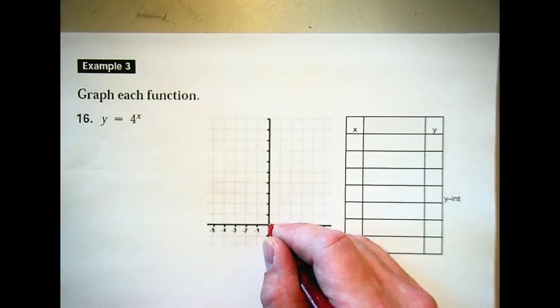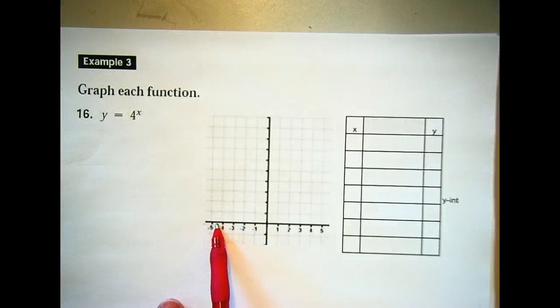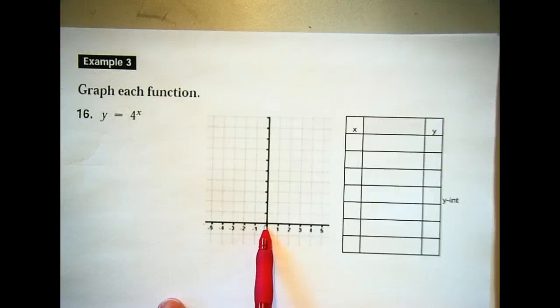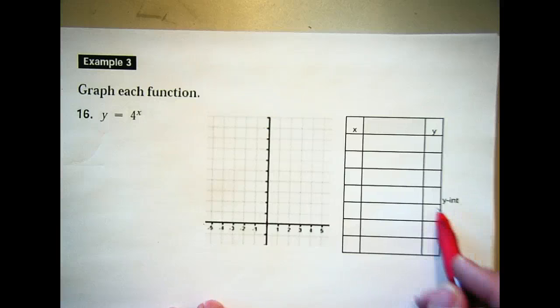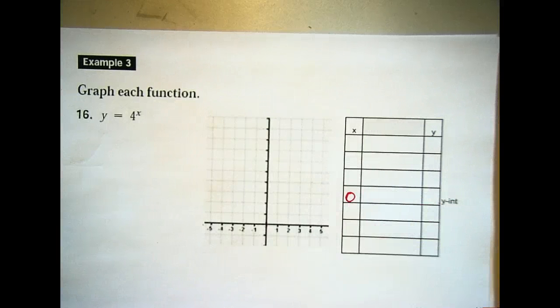Okay, let's trace the x-axis. Someone tell me when I get to the y-axis while I'm tracing x. Stop. Okay, stop. Where am I at on the x-axis? I'm at 0. The y-intercept is always when x is 0.